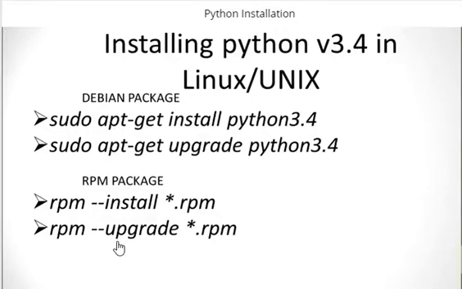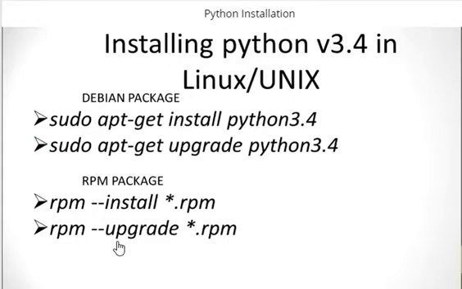But if you already have Python installed in your operating system, then you need to go ahead and type sudo apt-get upgrade python3.4, and whatever you have will get upgraded to the latest version.